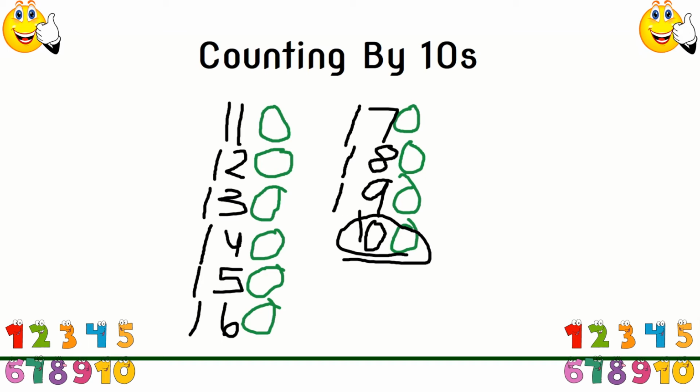Let me do that in another color so you can see better. 200. It's all squiggly. So the rest would be 200. And this is how we count by 10. It's very easy. We just keep a 0 in the ends and we go in order as you've just seen.